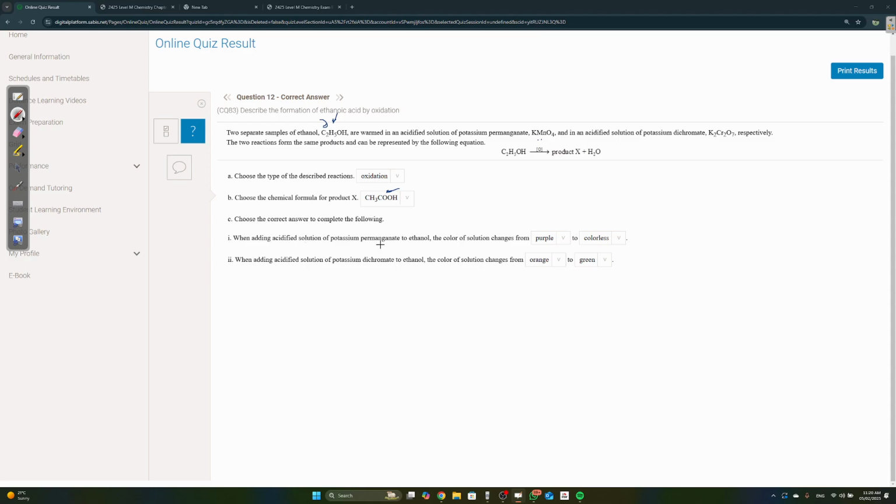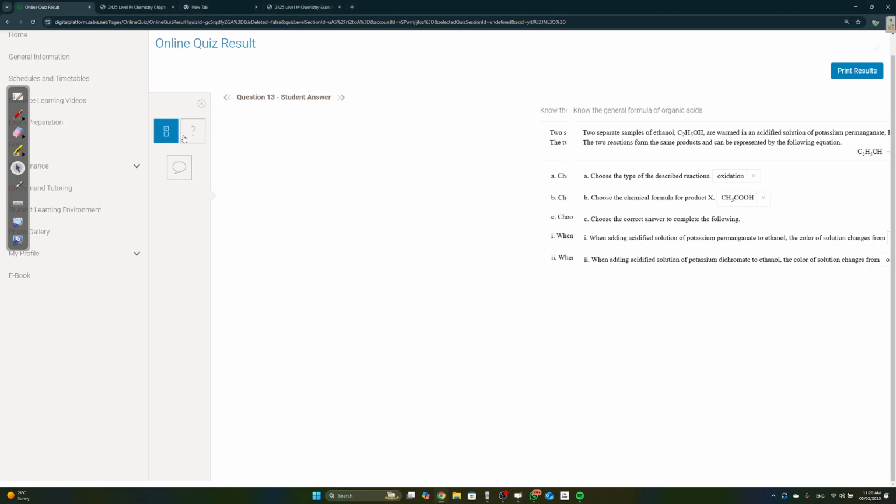When adding acidified solution of potassium permanganate to ethanol, the color of the solution changes from purple to colorless. This is a must, you need to know this. So you need to know potassium permanganate changes from purple to colorless, and potassium dichromate goes from orange or brown to green.